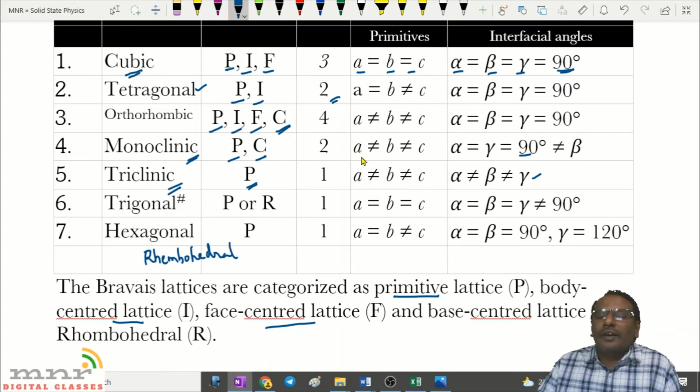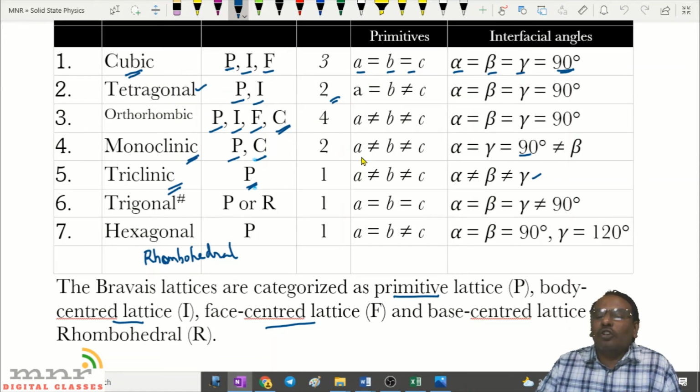Here, for a trigonal crystal system, a = b = c, and alpha = beta = gamma ≠ 90°. It means that alpha, beta, gamma are equal, but they are equal to some angle other than 90 degrees. Such a crystal system is called the rhombohedral crystal structure or trigonal crystal structure. And the last one is the hexagonal.